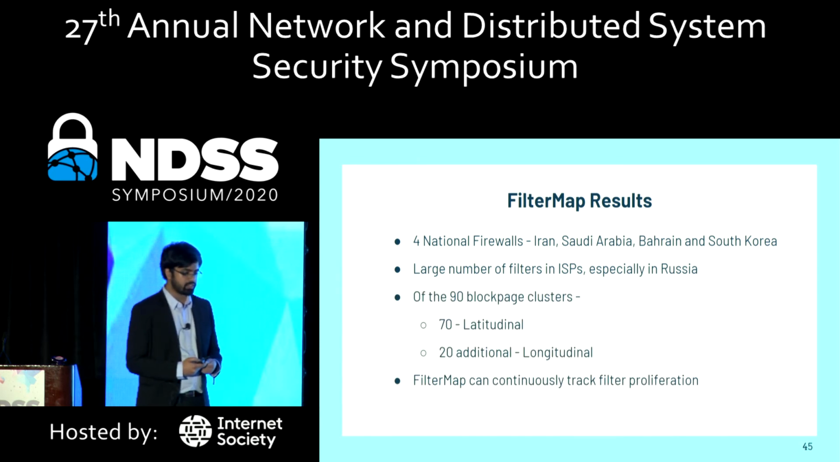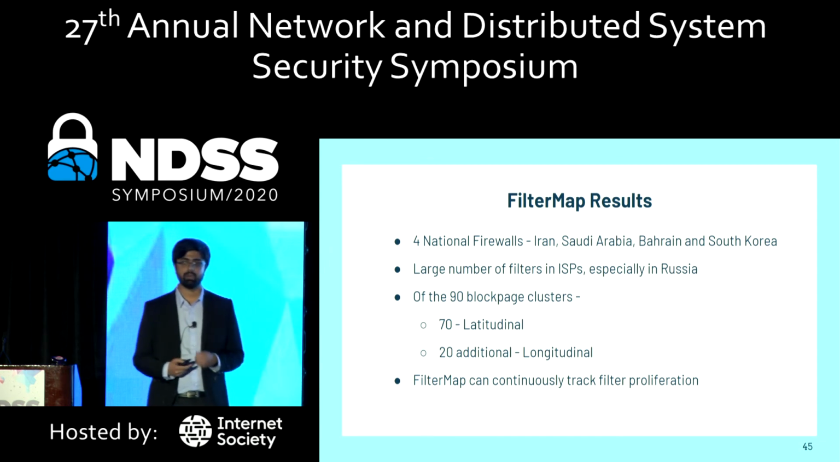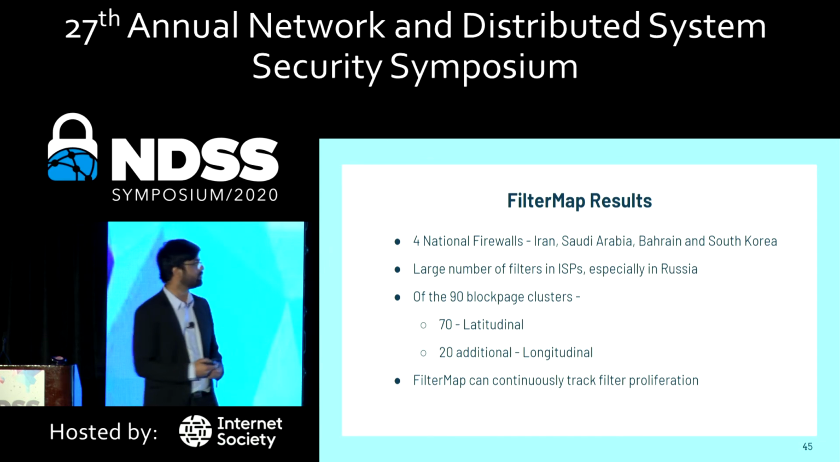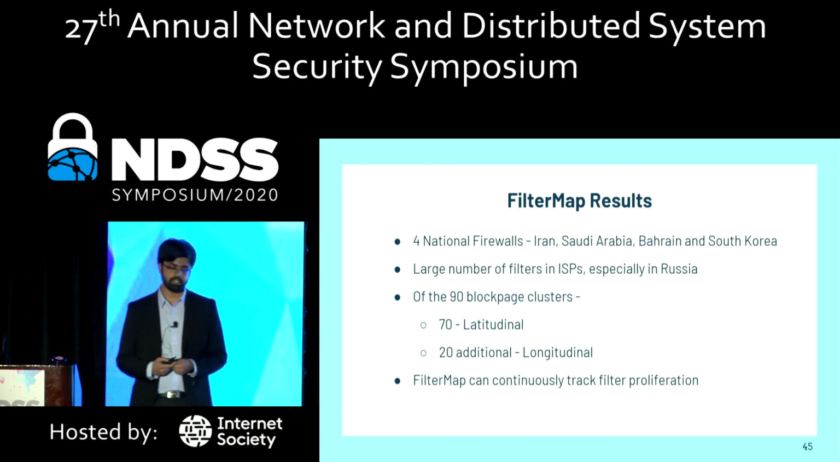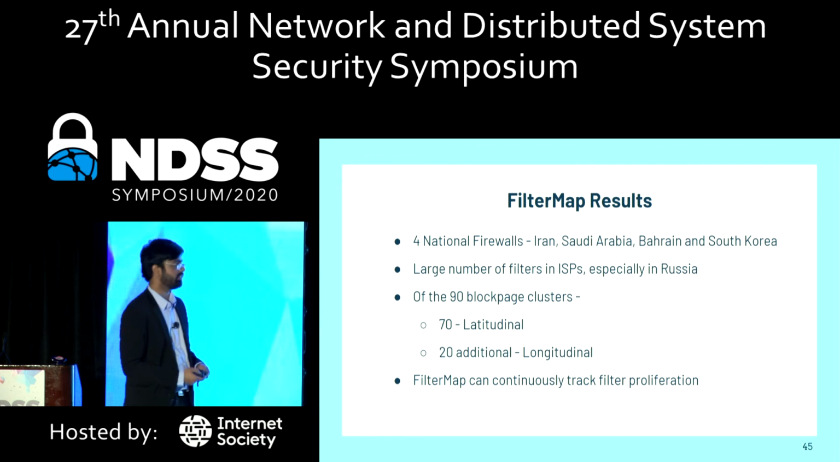Of the 90 clusters that FilterMap found, 70 were found during our latitudinal measurements, and 20 additional ones were found in our longitudinal measurements. Our results show that FilterMap is sustainable and can scale to globally track filter proliferation.